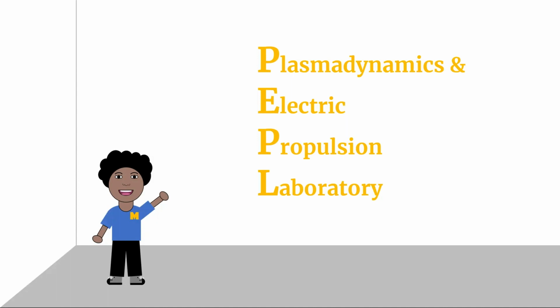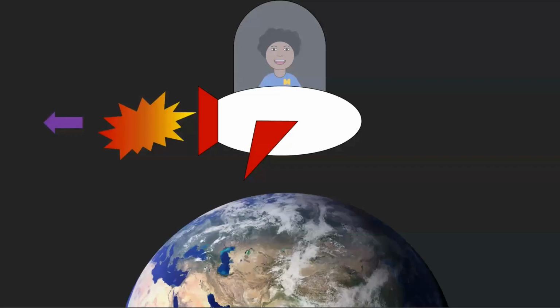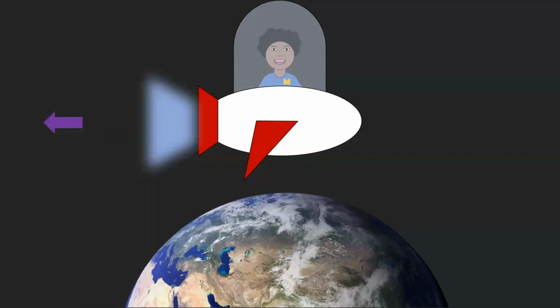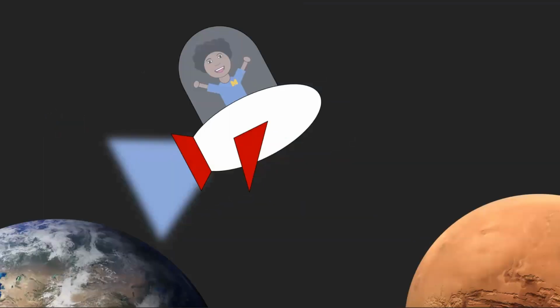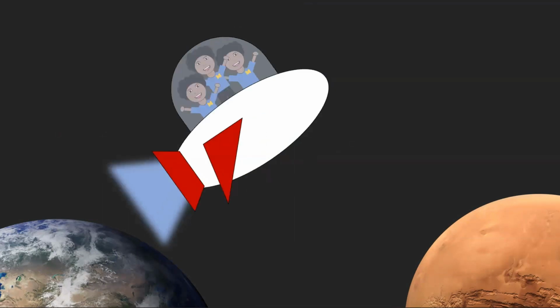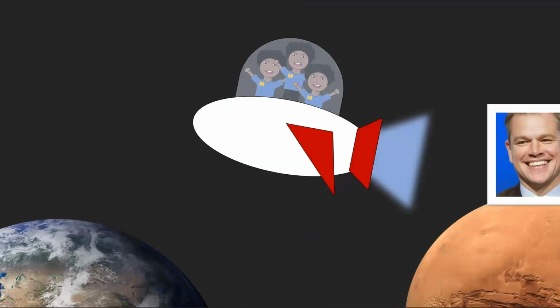I'm a PhD student working in the Plasma Dynamics and Electric Propulsion Laboratory at the University of Michigan. We just call it PEPL. Here we work on propulsion devices that, instead of using combustion to accelerate a propellant and produce thrust, use plasma, or ionized gas made up of positively, negatively, and neutrally charged particles, as a propellant. Using electric propulsion, we would be able to travel deeper into space and perform crewed missions to Mars with lots of people. We wouldn't even have to leave someone behind.